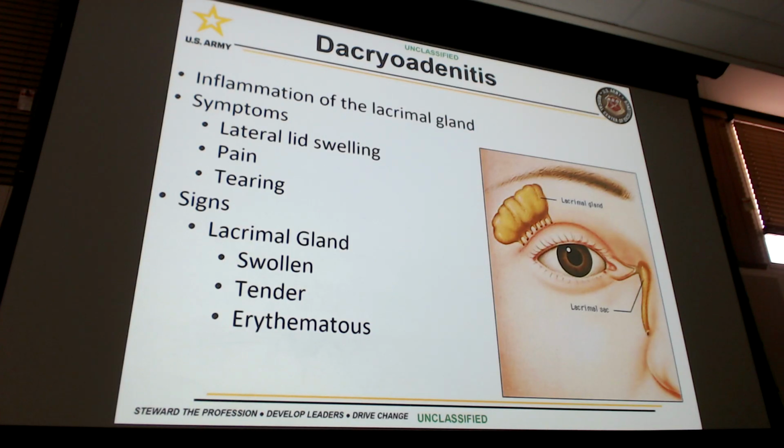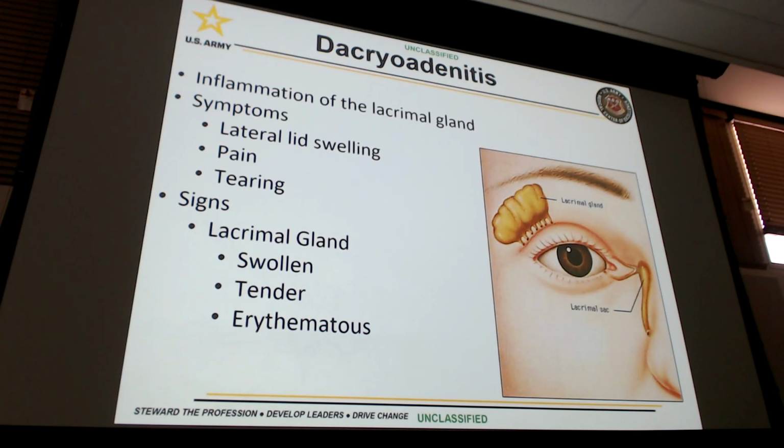All right. Don't confuse dacryocystitis with dacryoadenitis. Very similar. Okay, dacryo again is lacrimal. Itis is an inflammation, but now we have adin in the middle. Adin means gland. Okay? So dacryoadenitis is an inflammation of the lacrimal gland. And again, that is up here. Superior temporal. Okay? Cystitis, inferior nasal, adenitis, superior temporal. Okay?